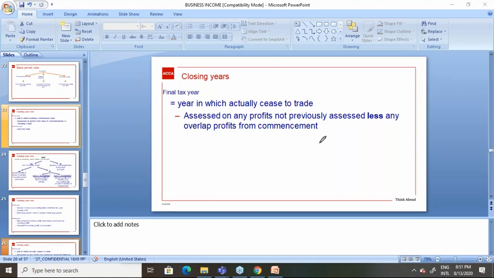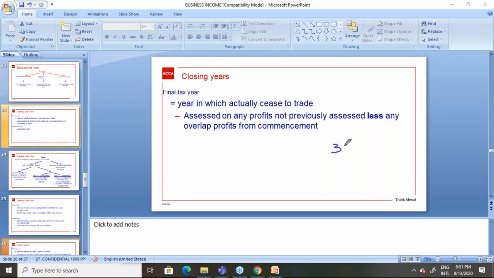First, you need to find out what is my last tax year. How do you identify your last tax year? For that, you need to look at the date of cessation. Date of cessation is the date where you have ceased trading.